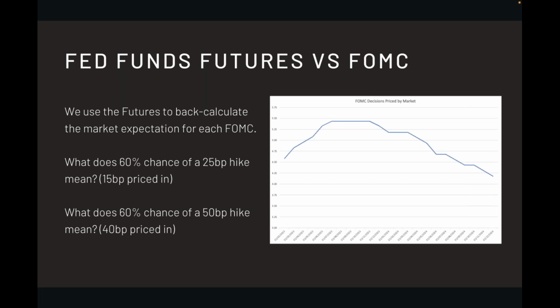And when people say 60% chance of a 50 basis point hike, that just means it's already over 25 basis points. So we know 25 basis points are priced in, and there's an additional 15 basis points on top of that. So 40 basis points priced in the market translates to a 60% chance of a 50 basis point hike.